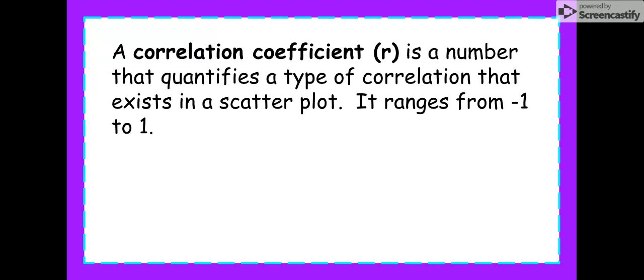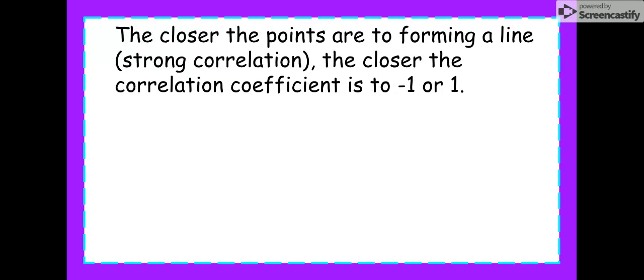A correlation coefficient, or R, is a number that quantifies a type of correlation that exists in a scatter plot. It ranges from -1 to 1. The closer the points are to forming a line, which is what we call a strong correlation, the closer the correlation coefficient is to -1 or 1. If it's a -1, it means it's going in a negative direction. If it's a +1, it means it's going in a positive direction.